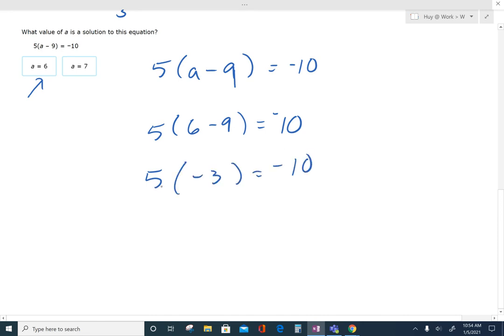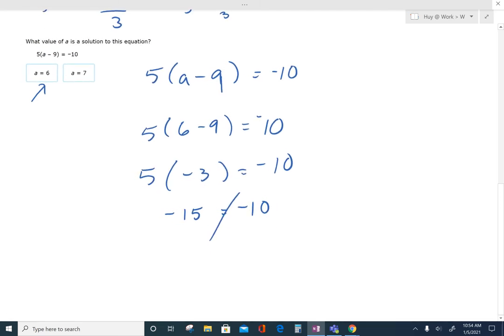Does that equal negative 10? 5 times 3 is 15. Positive times negative, that's negative 15. No, it does not equal. So it should be 7. Should be our second choice, which is 7 there. So I'm just going to double check that.